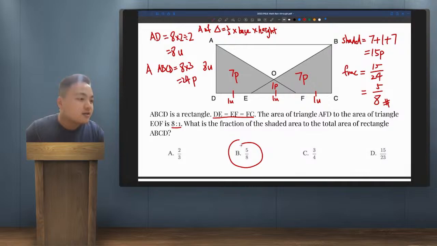Congrats to those who chose B, or 5 over 8, as your answer in today's PSLE. You got 1 mark, secure. Yes, I see a lot of people cheering. That's very good. Oh, this is 2 marks. All right, then you secure 2 marks, even better. 2 marks for you. Okay, let's move on.